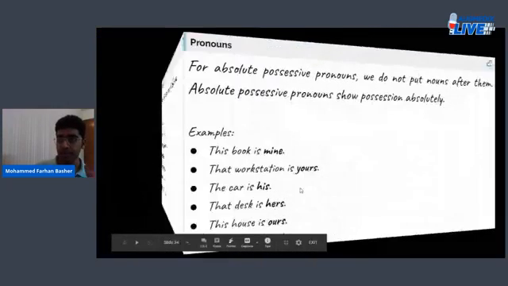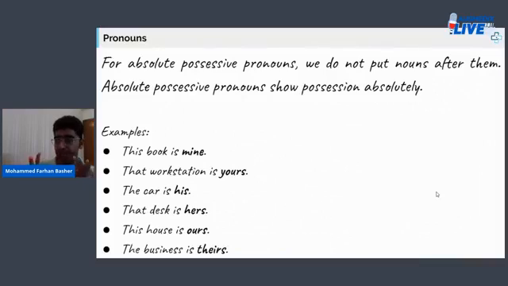All right, now, for absolute possessive pronouns, we do not put nouns after them. Absolute possessive pronouns show possession absolutely. So, we don't put nouns after absolute possessive pronouns. Rather, the noun is put before the absolute possessive pronoun, like in these examples. This book is mine. You could say, this is my book. Another way of saying the same thing is this book is mine. When you say mine, you mean it is absolutely yours. You show absolute possession by using the absolute possessive pronoun mine.